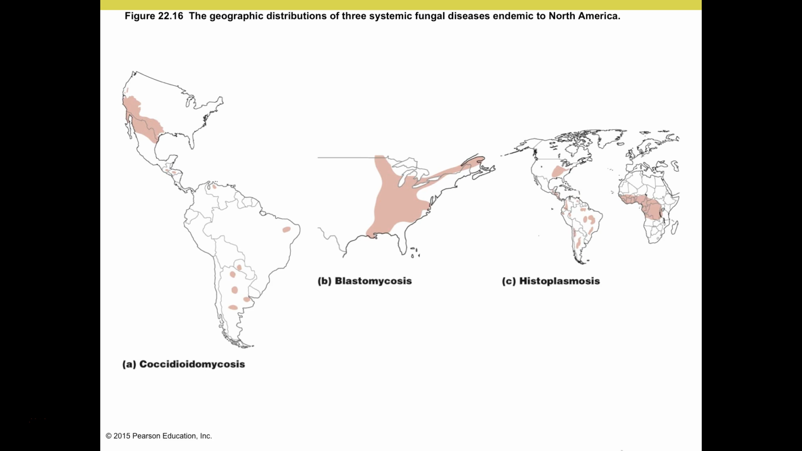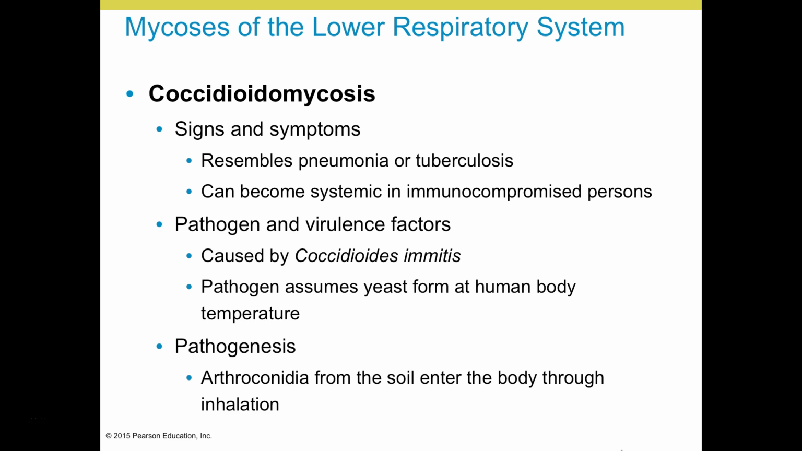Okay, so now we're going to go into the fungal disease. And as you can see, we have the coccidioidomycosis, blastomycosis, and the histoplasmosis. Okay, the coccidioidomycosis, it looks like you have pneumonia or tuberculosis. It can become systemic, and you know what that means. That actually can go throughout your entire body systems, but it's more in the immunocompromised people.